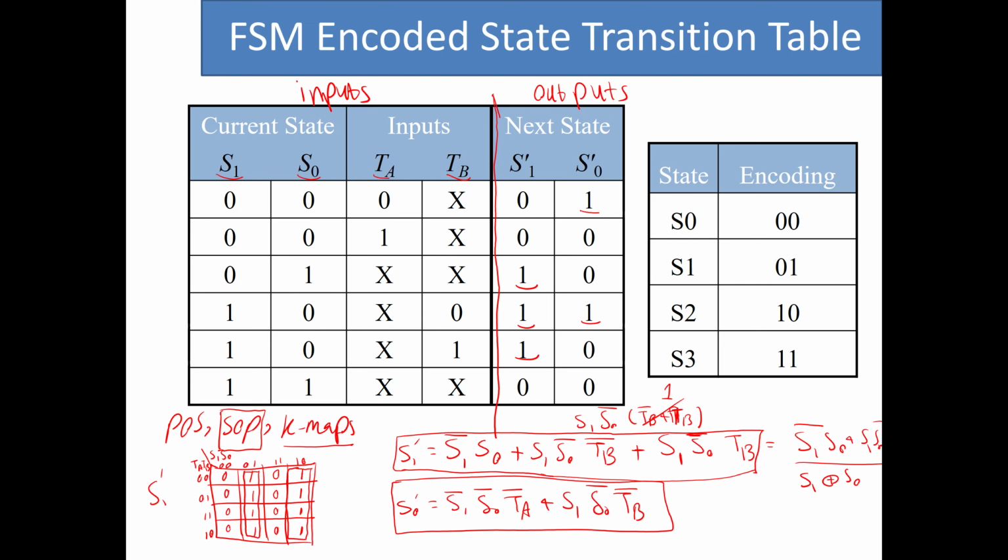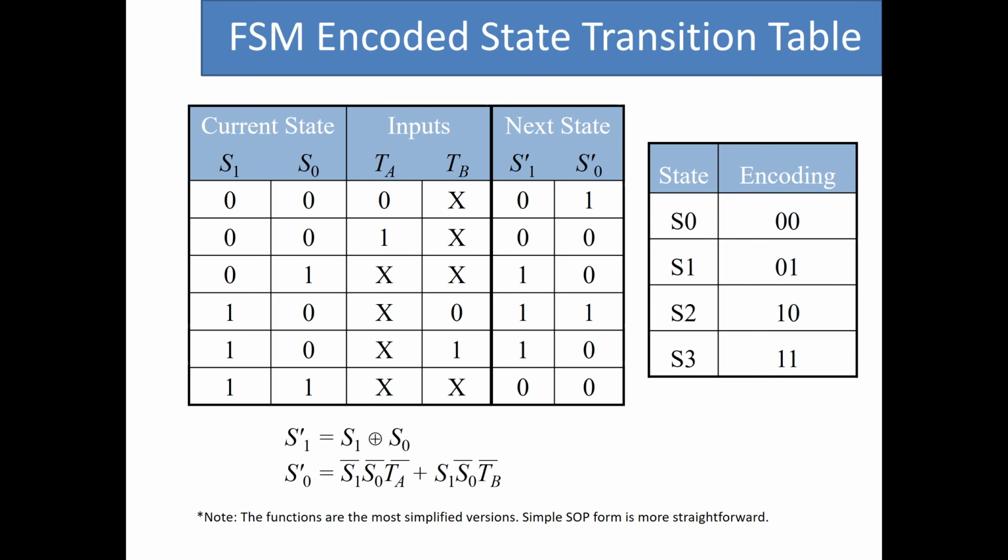So as you can see, using K-maps can be a little bit more challenging and involved. But the good thing about using K-maps is that we get the most simple equation. While for the sum of product, we get the most straightforward answer, even though that may not be the most simple equation. So these are the two equations that we come up with after converting this encoded state transition table into Boolean equations.